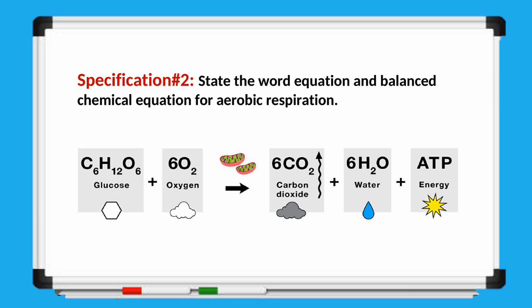So, this reaction is essentially the opposite of photosynthesis. In photosynthesis, carbon dioxide and water use energy to form glucose and oxygen. In aerobic respiration, it's the reverse: glucose and oxygen react to produce carbon dioxide, water, and energy.